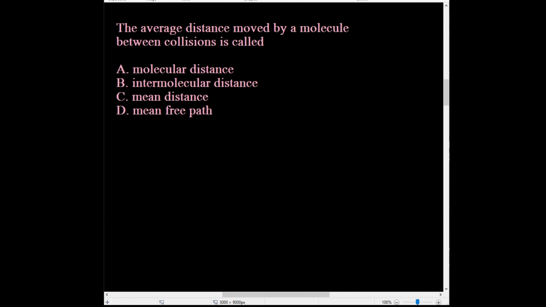So the mean free path is the average distance traveled by a moving particle such as an atom, a molecule, or a photon between successive collisions. Okay? Is that clear? So this is the answer. D is the correct answer.